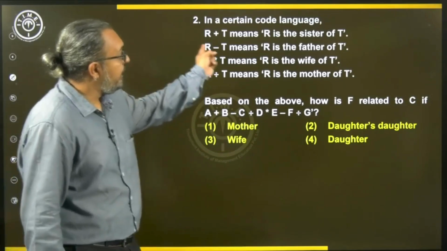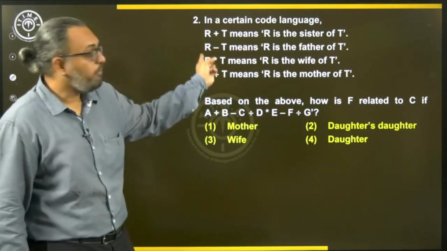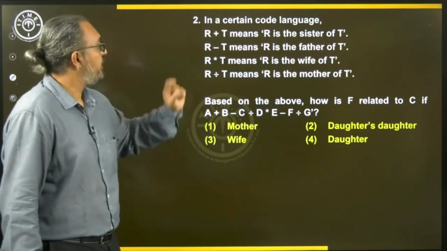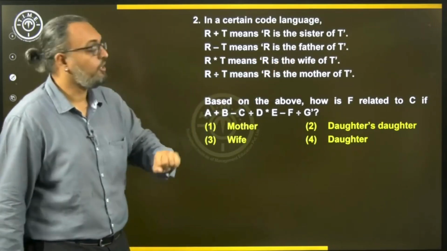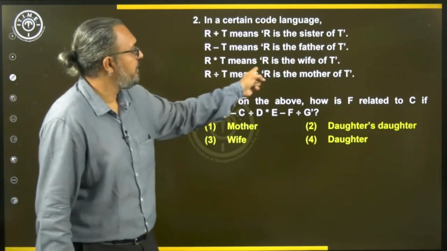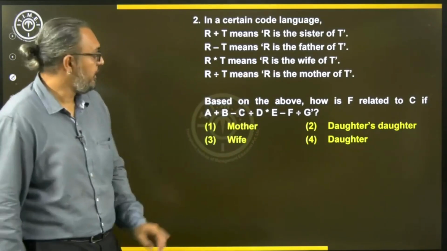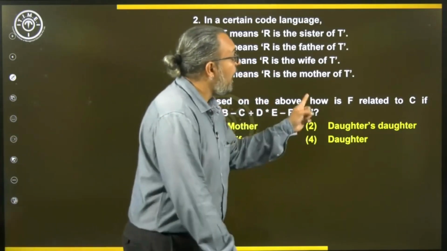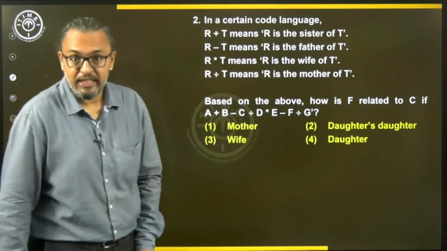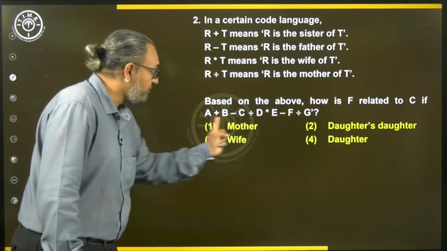Next, again in a certain code language we have R plus T means R is the sister of T, R minus T means R is the father of T, R asterisk T means R is the wife of T, and R divided by T means R is the mother of T. Now it is asking, based on the above, how is F related to C if you have this expression?